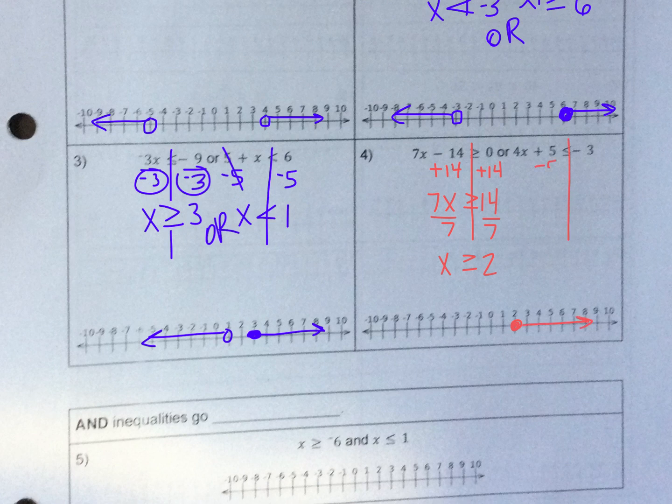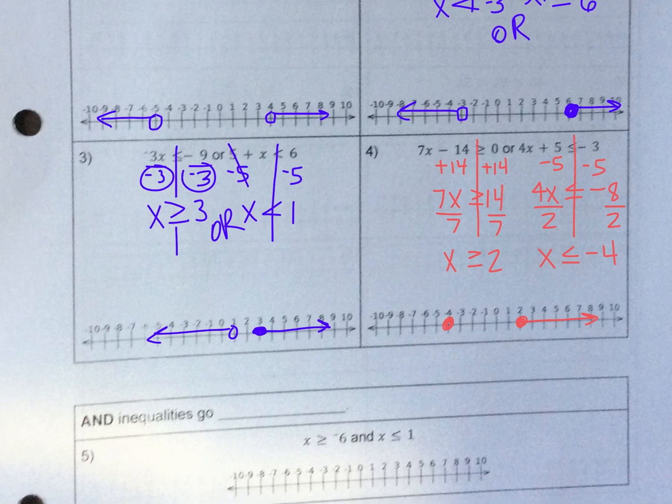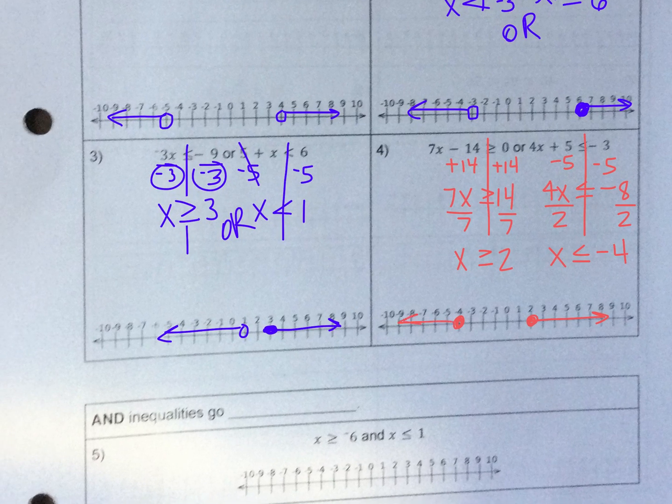This one, let's subtract 5. 4x is less than or equal to -8. Divide by 4. I did not divide by a negative, so x is less than or equal to -2. Closed circle that way. So that is what we do with ors.